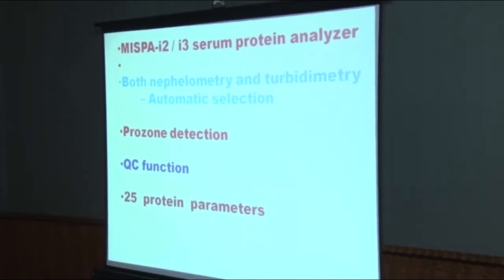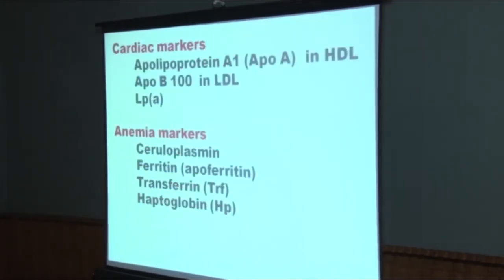Then prozone detection. I had told that in a prozone reaction, when the antigen quantity is more, there will be lesser precipitation, and that is prozone. That particular reaction can be identified by this machine. Of course, quality control is there. 25 different protein parameters can be identified and quantitated by this machine, something like cardiac markers, anemia markers, etc.